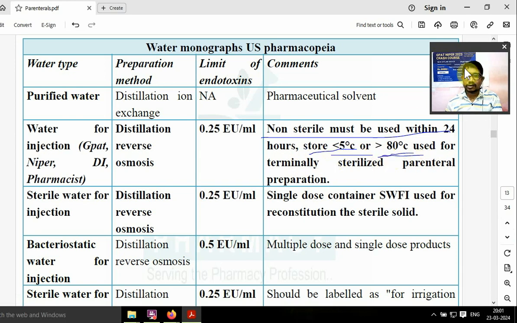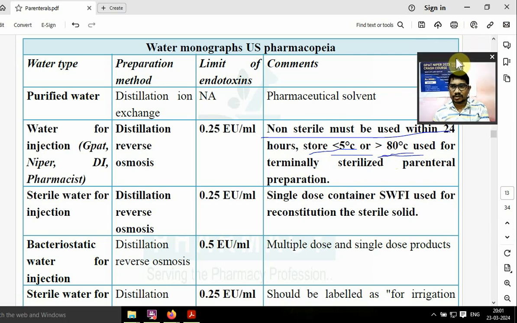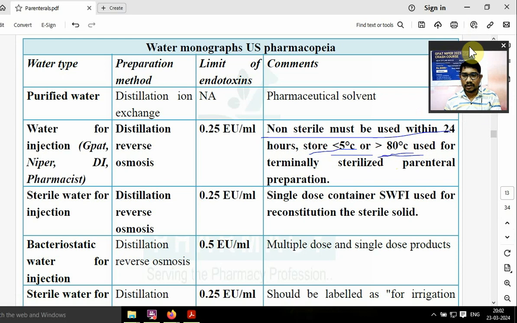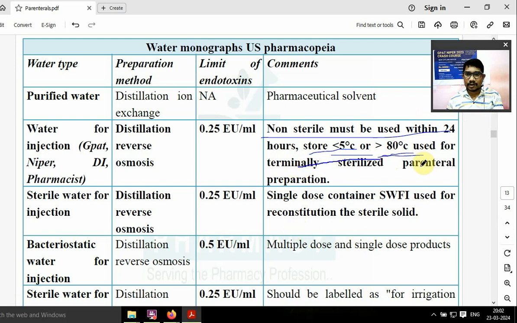So if you want to store water for injection, at what temperature? Less than 5 degrees or more than 80. It is used for terminally sterilized parenteral products. Sterile water for injection is prepared by reverse osmosis and distillation. Single dose container sterile water for injection is used for the reconstitution of sterile solids.